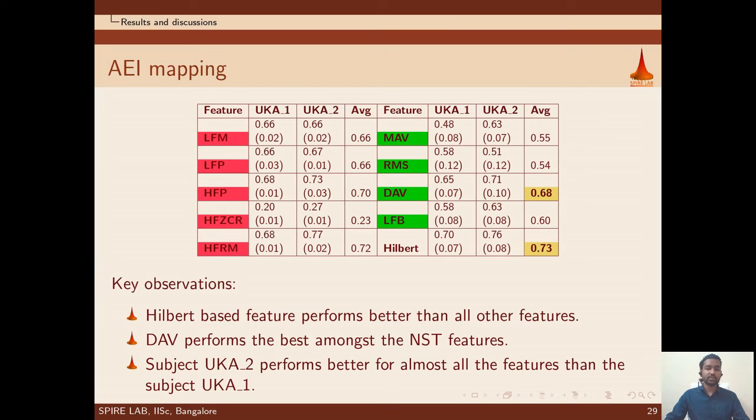Coming to the key observations which can be drawn from these results of the Aei mapping. So Hilbert based feature performs better than all the other feature extraction methods. The DAV feature performs the best amongst the NST features, that is MAV, RMS, DAV and LFB. The subject UK2 is found to be performing better for all the other feature extraction methods than the subject UK1, which essentially shows the session dependent quality of the Aei mapping.